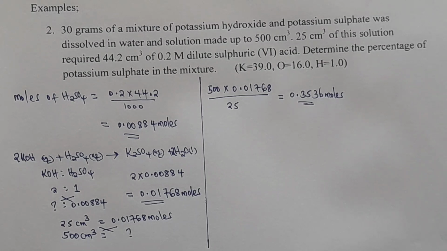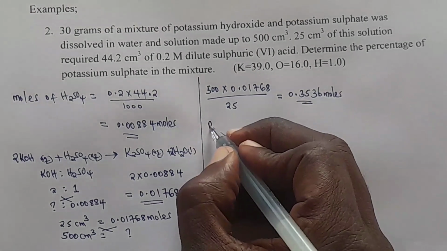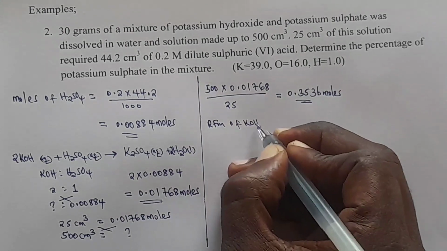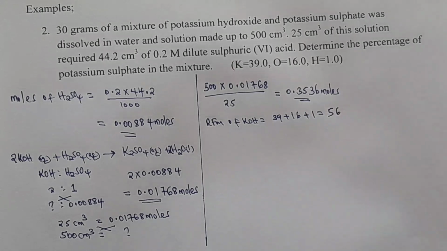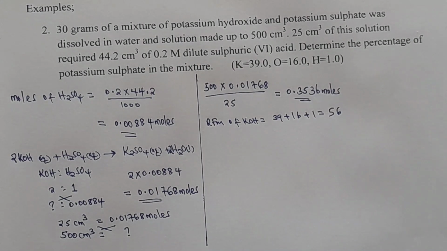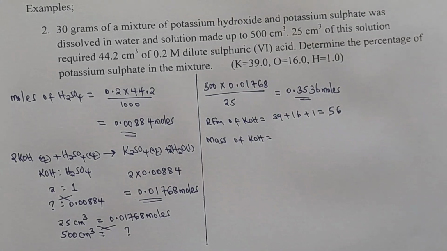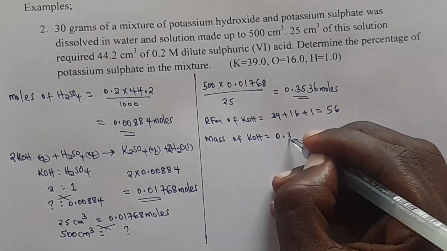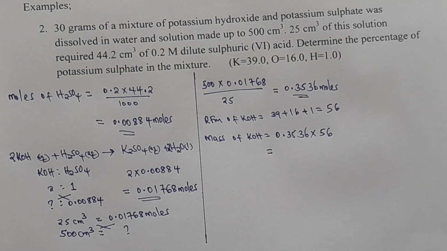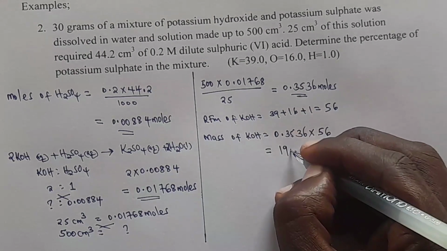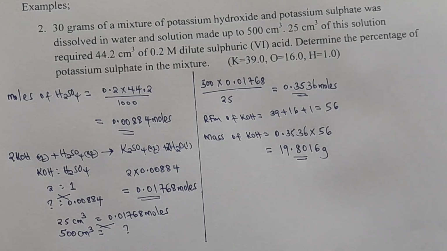Next we want to get the mass of potassium hydroxide, but the formula for calculating mass is moles multiplied by RFM. So I have to get the RFM of potassium hydroxide. The RAM of potassium is 39, plus oxygen 16, plus hydrogen 1, which is written up there. We get 56. Mass of potassium hydroxide is moles times RFM, so 0.3536 multiplied by 56. Here we get the mass of potassium hydroxide to be 19.8016 grams.